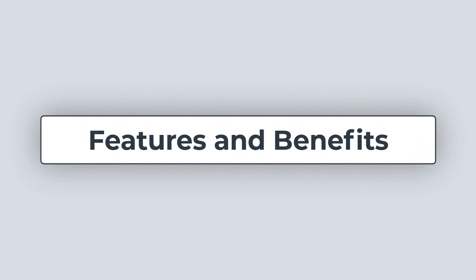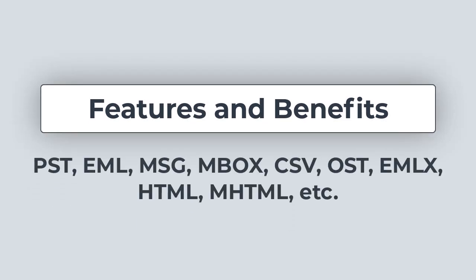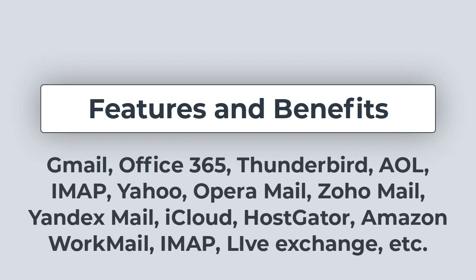After knowing about the software, let us look at the salient key features and benefits of the Sysinfo OLM Converter. Users can extract OLM files into multiple file formats like PST, EML, MSG, MBOX, CSV, OST, EMLX, HTML, MHTML, etc. Using this utility, one can export OLM files emails to Gmail, Office 365, Thunderbird, AOL, IMAP, Yahoo, Opera Mail, Zoho Mail, Yandex Mail, iCloud, HostGator, Amazon Workmail, IMAP, LiveExchange, etc.